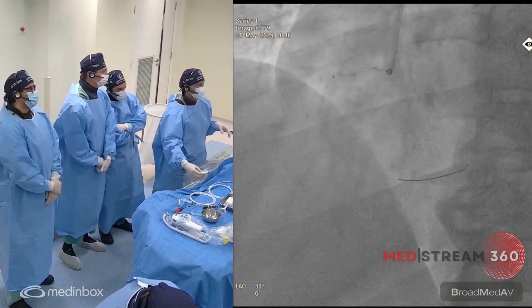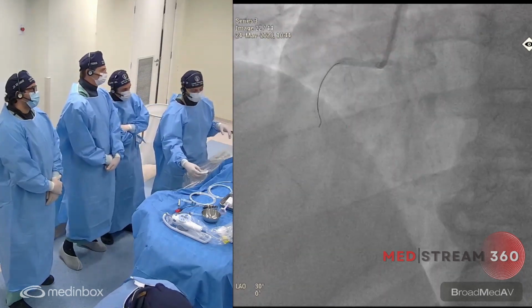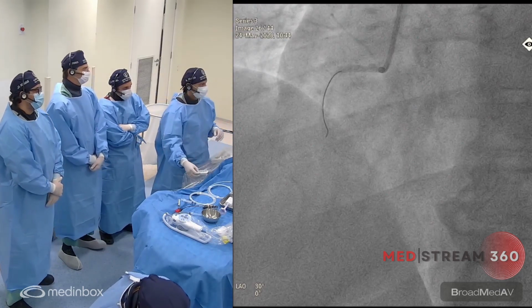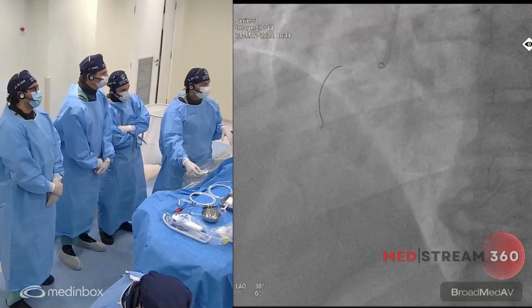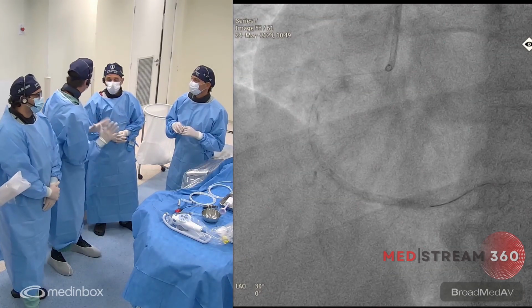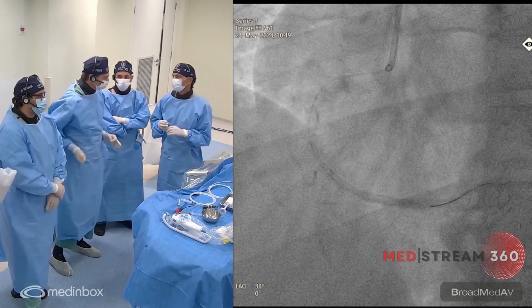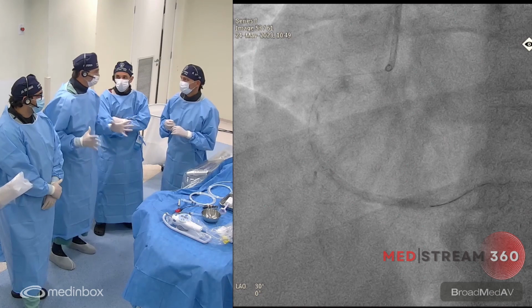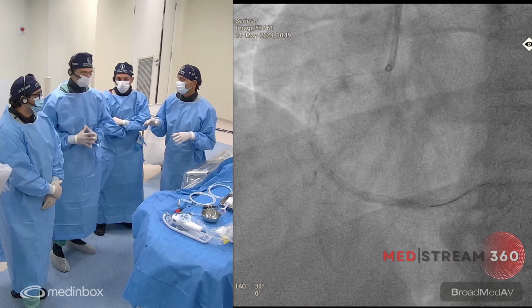What kind of wire did you use, Rodolfo? It's a regular wire, a coil-tipped, non-polymeric wire. So it crosses easily. There are 5 lesions here. We need to talk about this to the audience. It's very important, because sometimes you see someone trying, and you can get some trouble if you cannot cross.